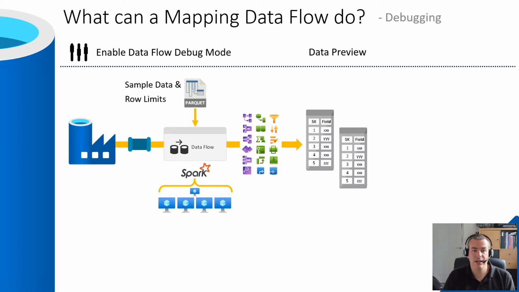We can provide sample data sets as well. So if we've got a subset of our data, a smaller data set, without churning through terabytes of it, we can provide that sample data in debug mode and build out our transformations very quickly.